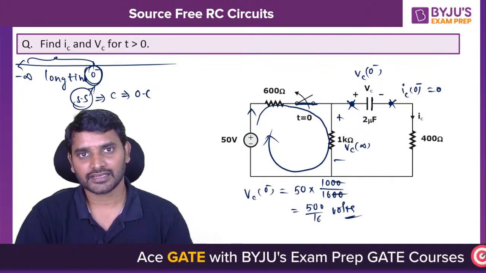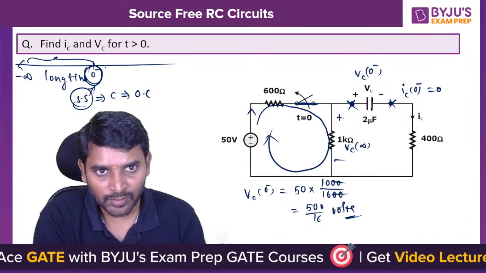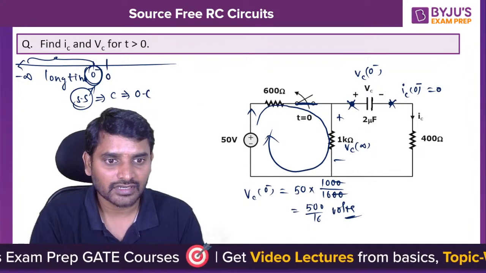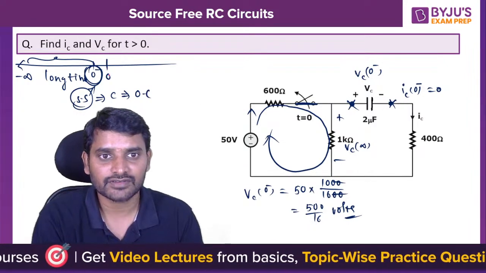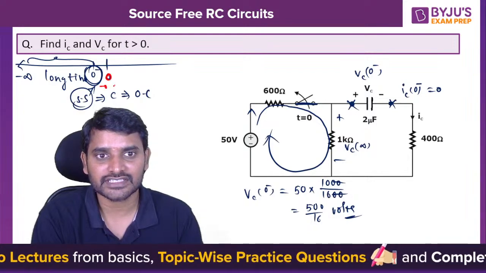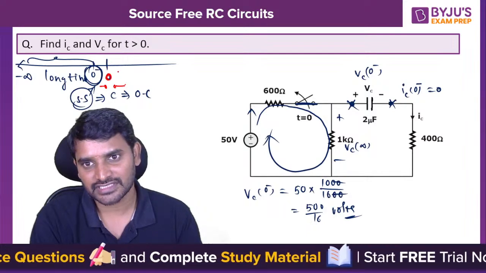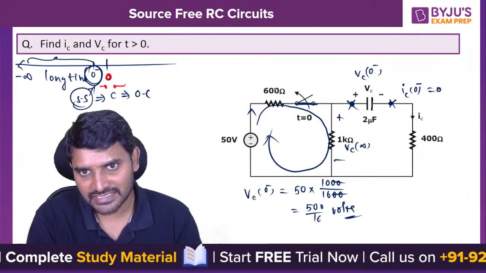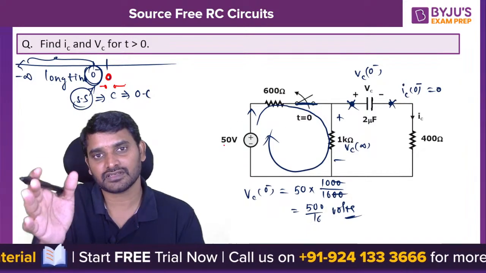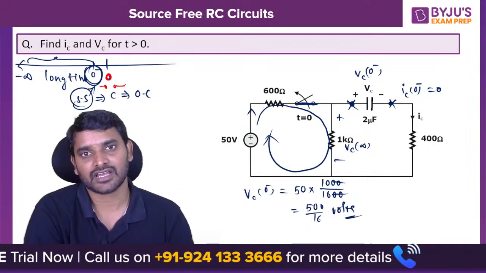Now I am opening the switch at t equals 0. If I open the switch at t equals 0, what is going to happen? This 600 ohm path and the 50 volt element are going to be disconnected. Now how will the network be?